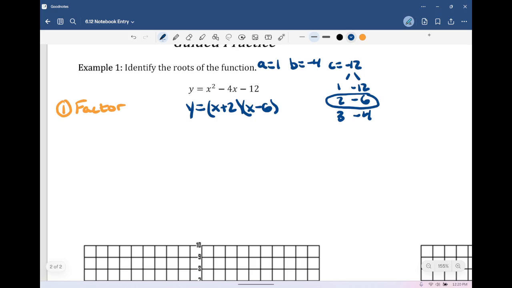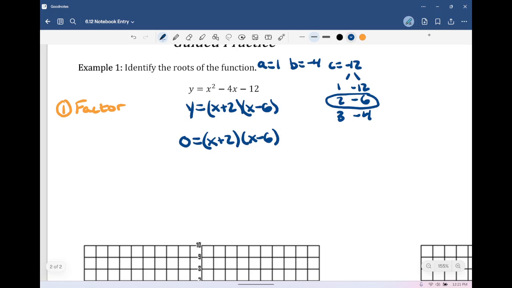What is the y value for every x-intercept? 0. And so I'm going to take 0 and substitute it in for y. And so 0 is actually (x plus 2)(x minus 6). Now, what is the implied operation that I do not write between these two binomials? What are we actually doing with these two?